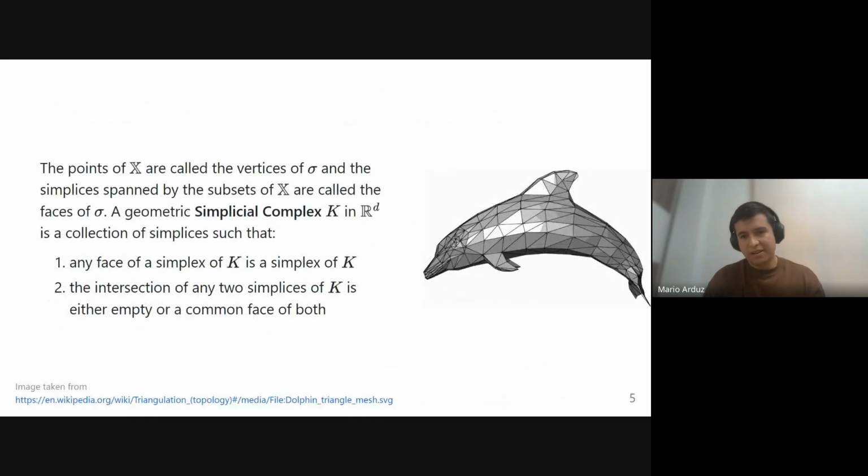So here is just a visual example of how we can represent the image of a dolphin with a collection of, in this case, triangles, right? All of these triangles are simplices in 2 dimensions that are collected together to provide a representation of the data. And later on, we can also try to get some information about how these simplices are connected together, how they are glued together, let's say, to have the features.